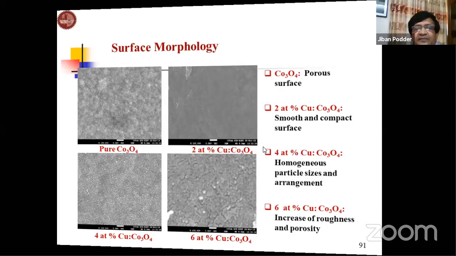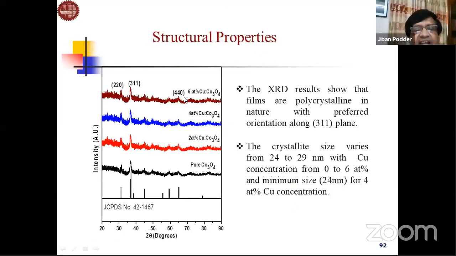Here the students have done the XRD, and these XRD results show that the films are polycrystalline. The reflection peak is not very sharp, so that's why we say this is polycrystalline. The more preferable orientation is the 311 plane.